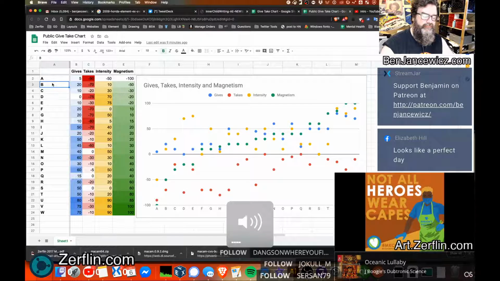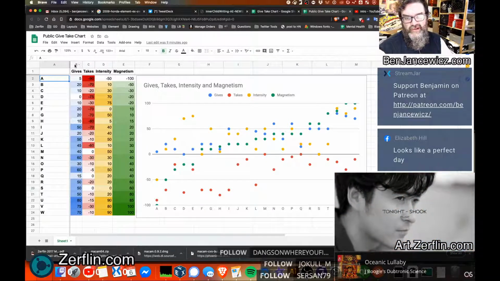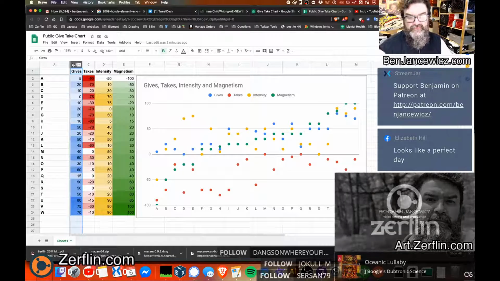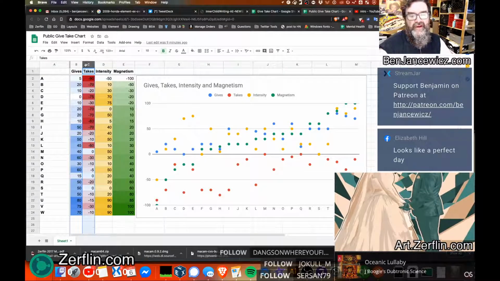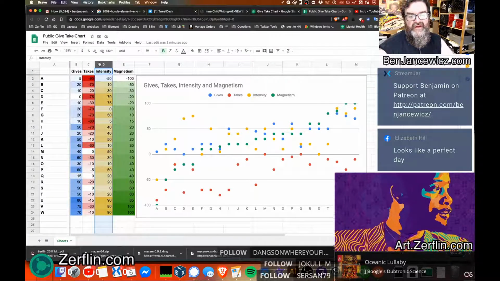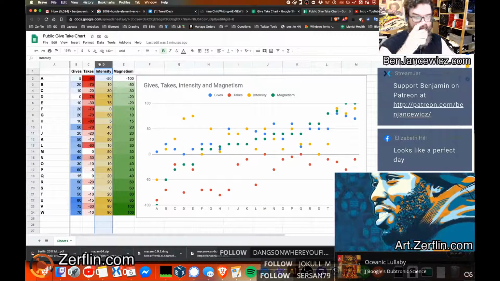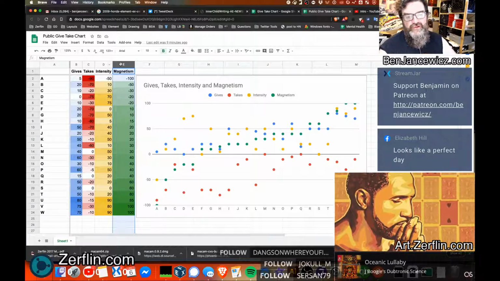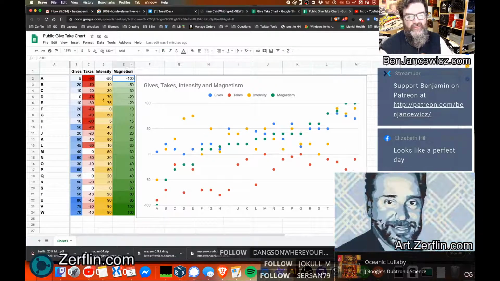So, for example, this person A right here, I'm going to teach you how to fill out each column. The give column is how much they give to you, out of a score of 100. The take column is a negative number, and it's how much they take from you. The intensity column is a scale from -100 to +100, and I'll get into that in a bit. And the magnetism scale is also a scale from -100 to +100. And right now the whole list is sorted by magnetism.